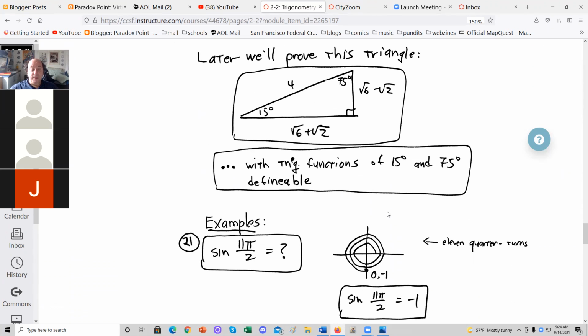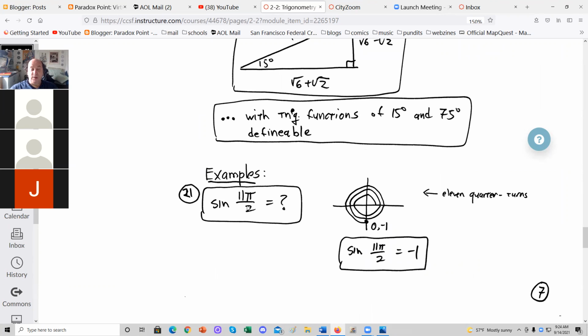So we have some examples. What is the sine of 11 pi over 2? Now, pi is 180 degrees. Pi over 2 is 90 degrees. So here's 1, 2, 3, 4, 5, 6, 7, 8, 9, 10, 11 pi over 2, 11 quarter turns.